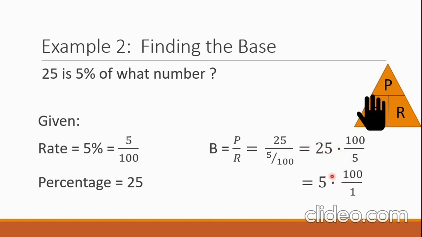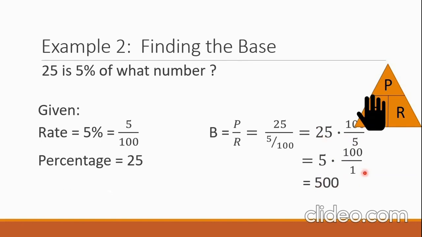And then we can now multiply the 5 with the 100, and it will result to 500. The denominator 1, we can delete it. So the final answer is 500. It means 25 is 5% of this number 500.